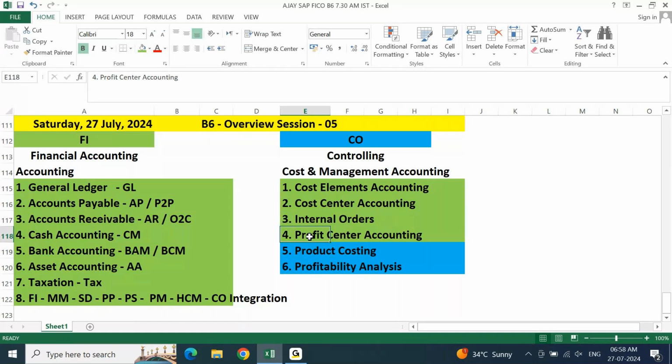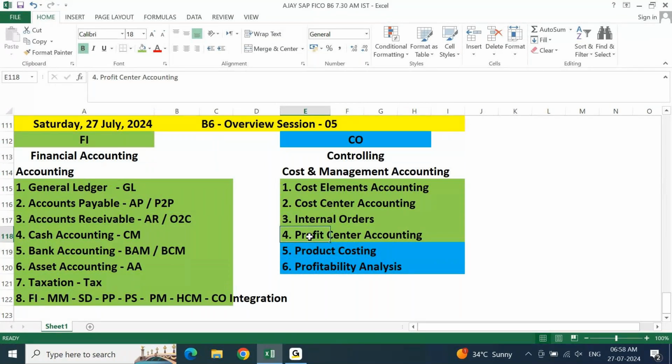You can call yourself an FI consultant or FICO consultant, one and the same. Whether you represent yourself as, I worked only on FI, I don't have any experience on CO. Usually you hear people telling, I have not worked on CO, or I worked only on FI. This is because they know what exactly FI is, they know what exactly CO is, they do not know what exactly FICO is. There is nothing called only FI.